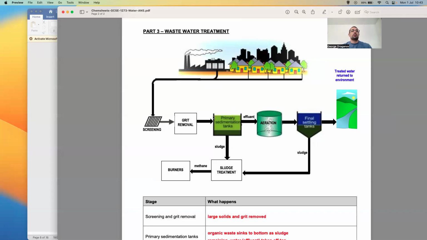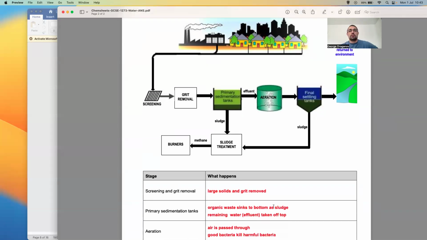Then the water will pass into a sedimentary tank. We have a primary one and a final one. So a sedimentary tank is where you let the water settle, and all the kind of organic waste will sink to the bottom here, and the remaining water will be on the top. Now, the top part is called effluent. The bottom part is called sludge, and they undergo different treatment.